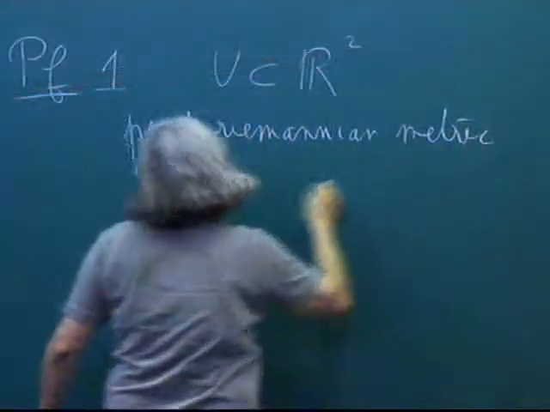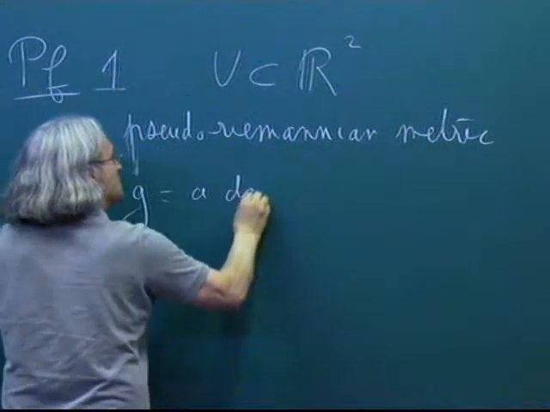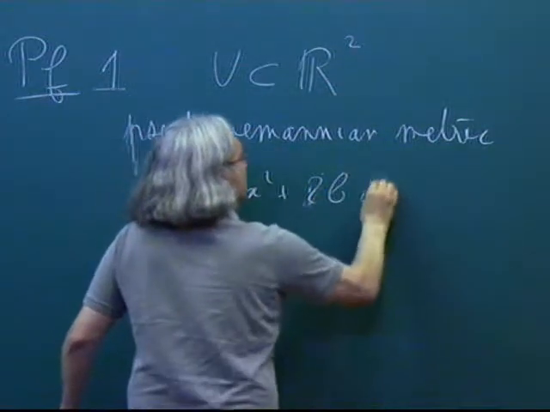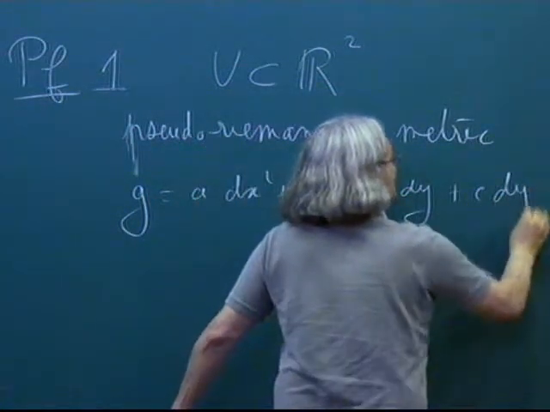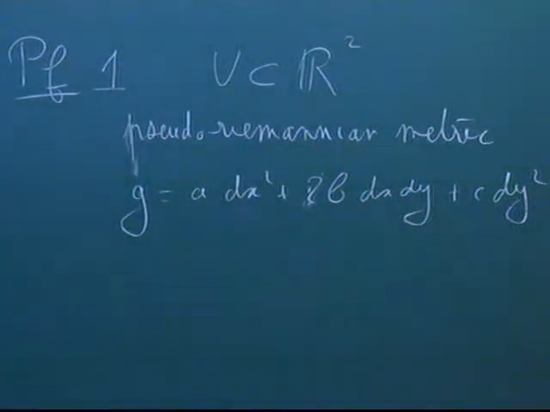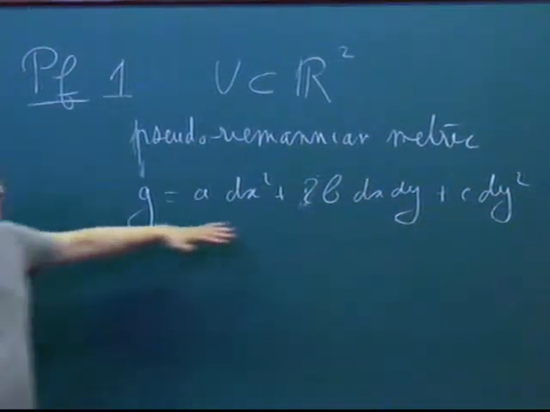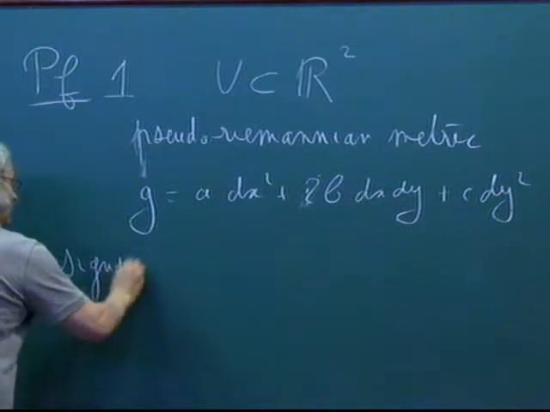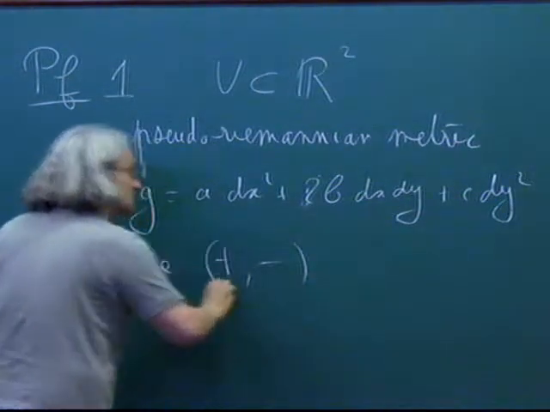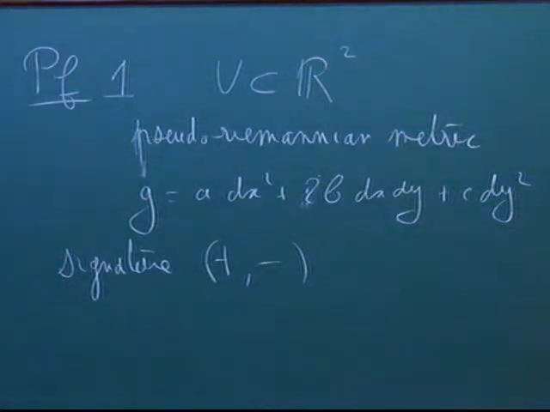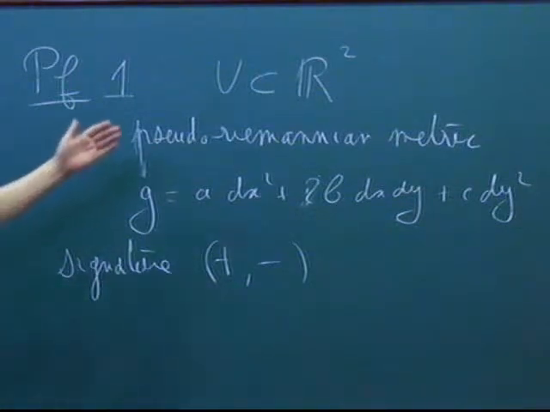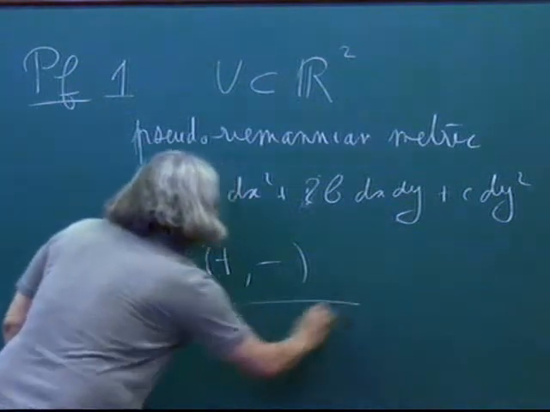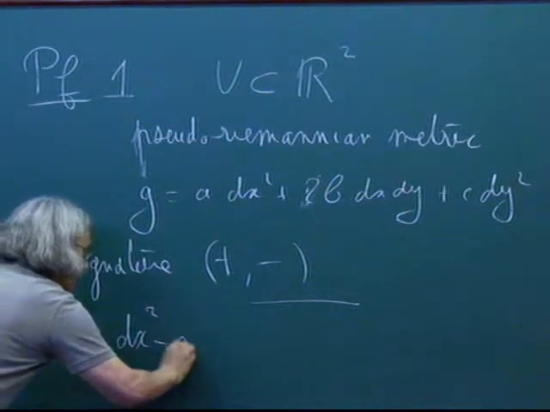So it's something like, as usual, a dx squared plus 2b dx dy plus c dy squared, exactly like a Riemannian metric, except that for a Riemannian metric, we assume that this is positive definite. Here, I will assume that the signature is plus minus. So it is like Riemannian metric, except that the length of a vector is not assumed to be positive. It's positive and negative. So the standard example that we might call the flat pseudo-Riemannian metric is the metric dx squared minus dy squared.